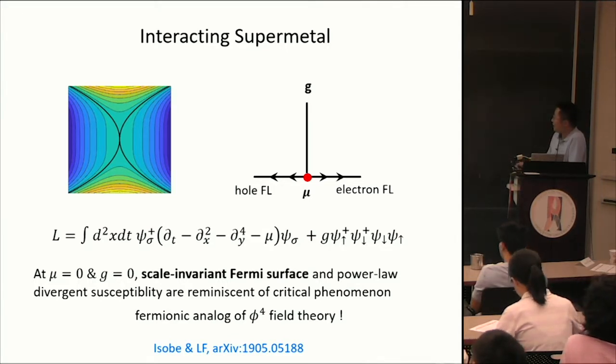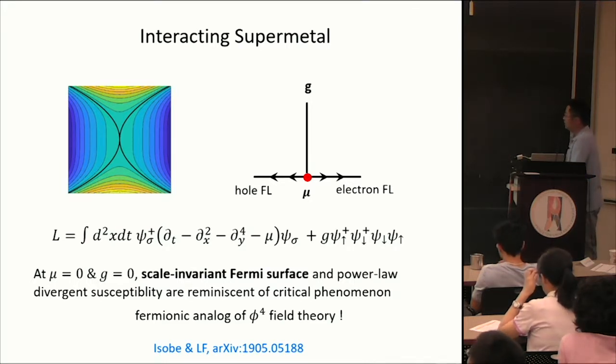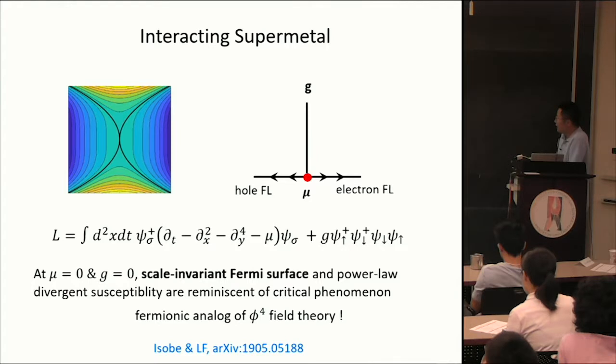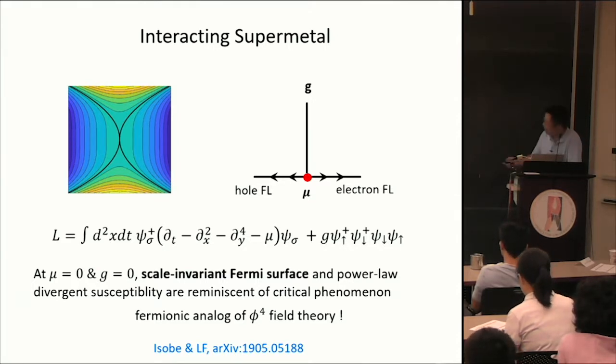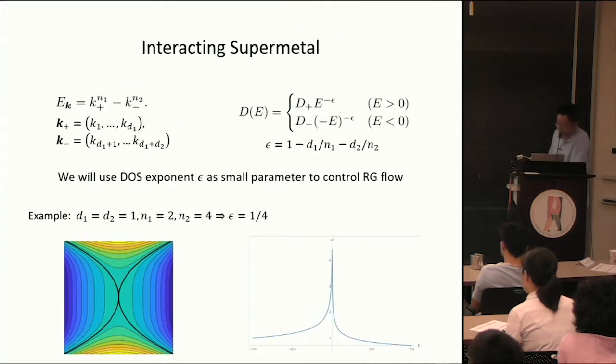It's possible to use this renormalization group method because the Fermi surface is actually scale invariant. There are no intrinsic scales, so this gives us a chance that the system may flow to an actual quantum critical point. Really, this theory is a fermionic analog of phi-4 theory. There's a quadratic term and a quartic term, and we know that in the absence of interactions, this chemical potential mu is a relevant perturbation. It drives the system into either an electron Fermi liquid or a hole Fermi liquid. And now the question is, what about interactions?